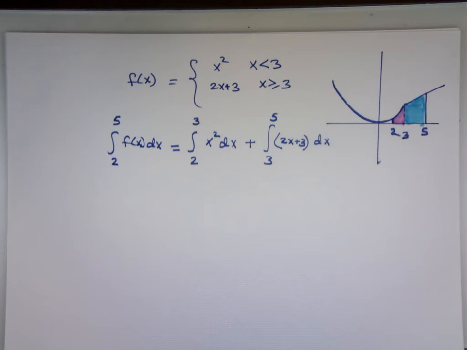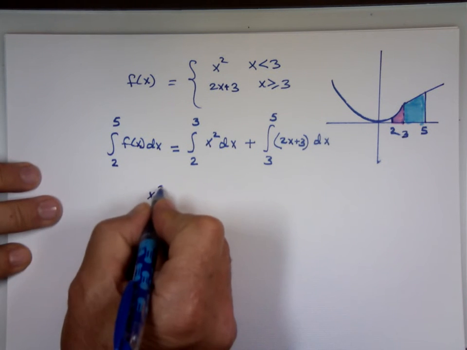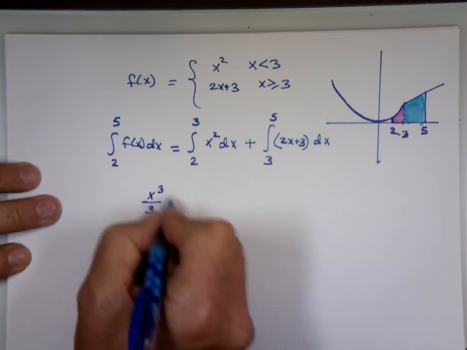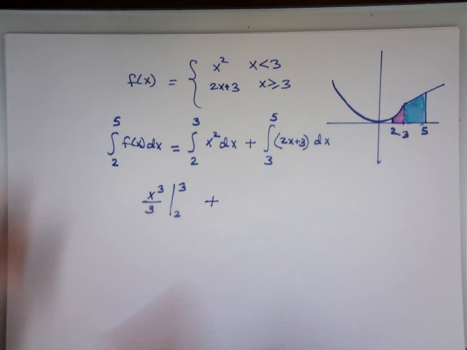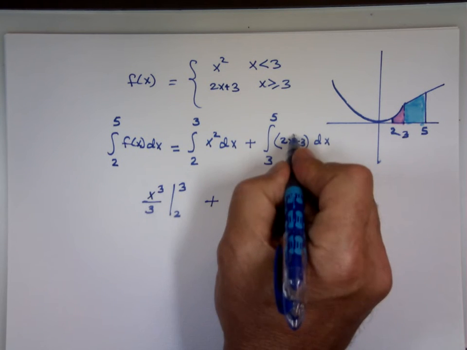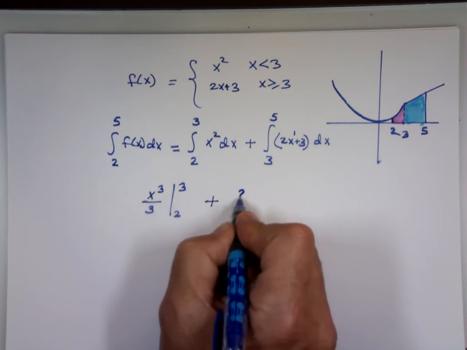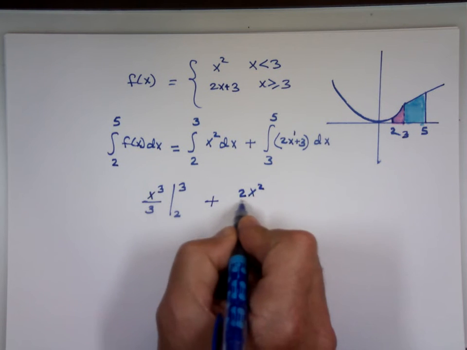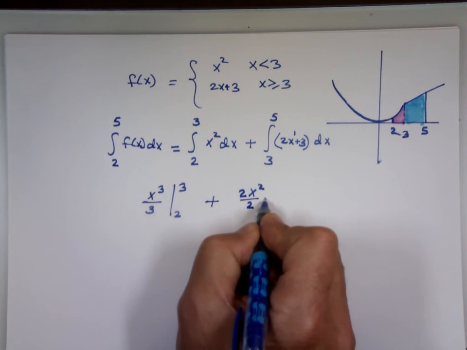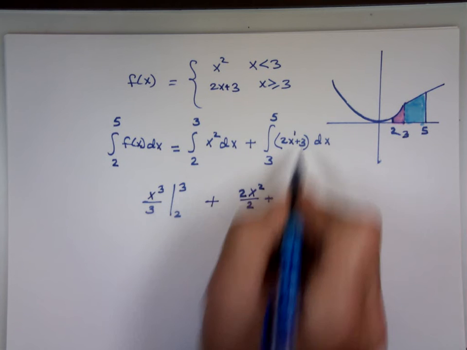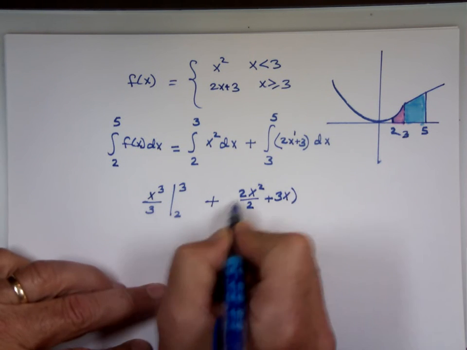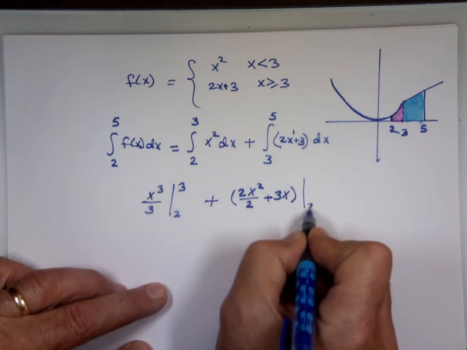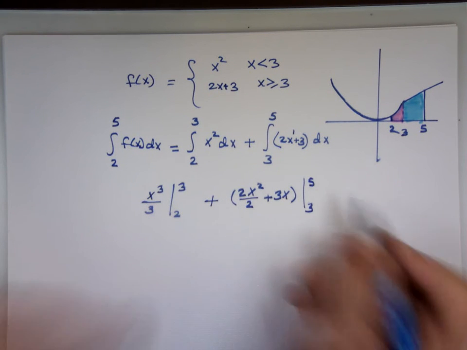So if I integrate that, that's x cubed over 3 for the first one, from 2 to 3, add to it. Let's integrate that. The power of x is 1. Add 1 to the power. X squared over 2. And the integral of any constant is the constant times x, as x goes from 3 to 5.